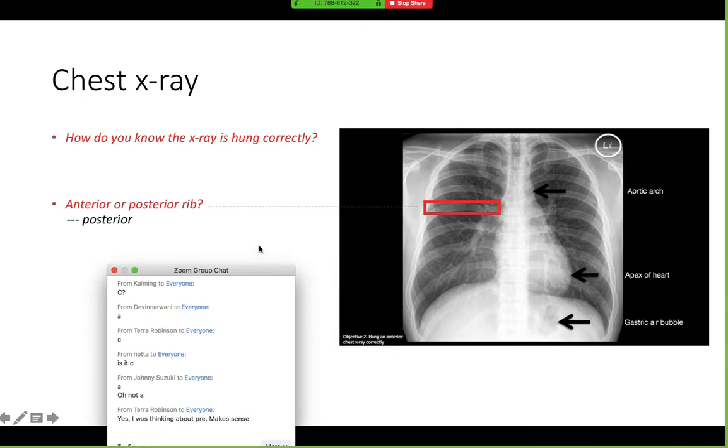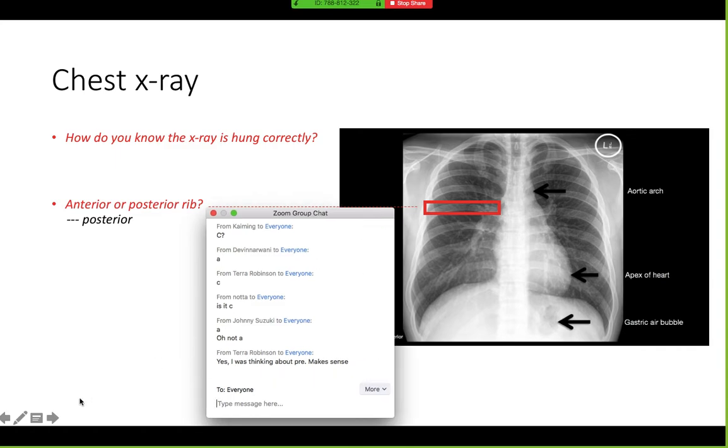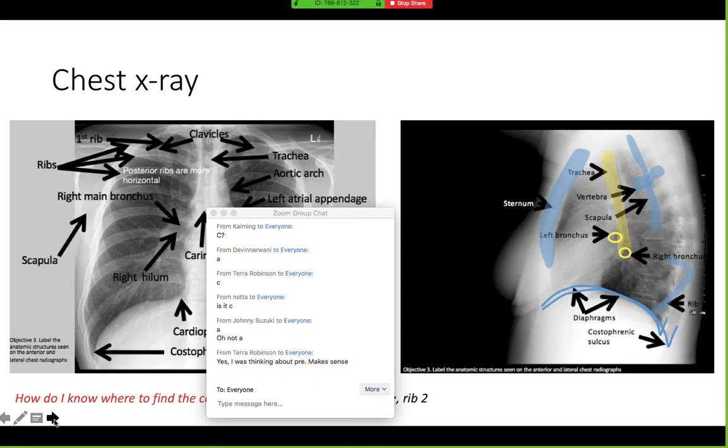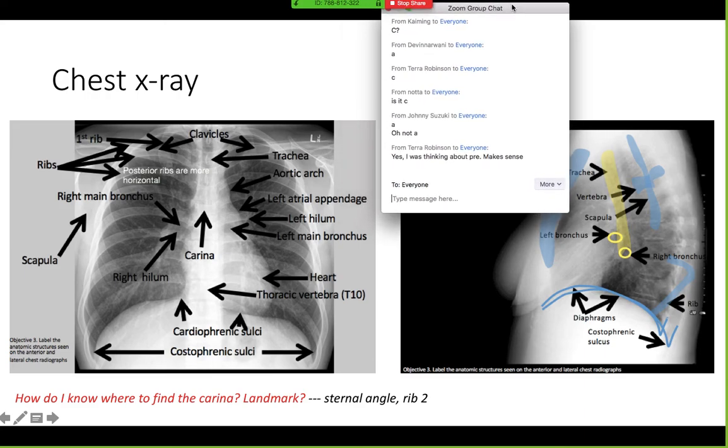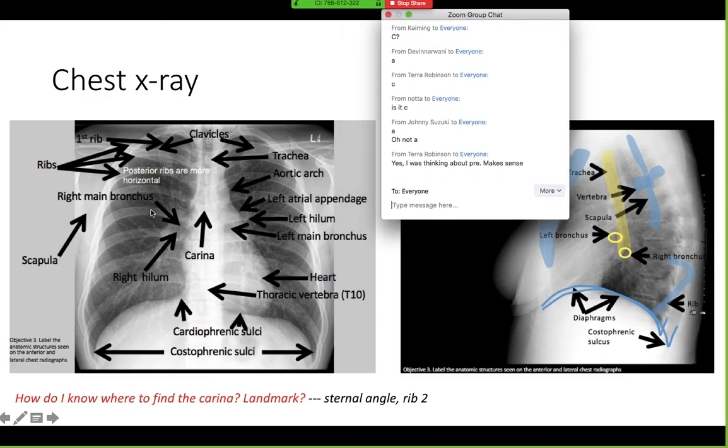So this x-ray is hung correctly because the heart is on the left side. And then we have anterior, posterior rib. This is posterior. All right. So if you're asked about the carina, remember that's at rib 2.